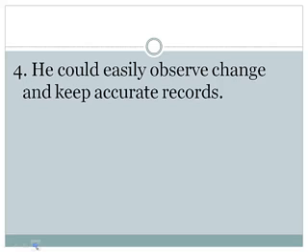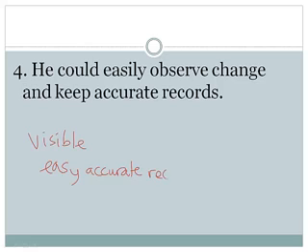4. He could easily observe change and keep accurate records. One of the advantages of the garden pea plant is that the changes could be easily observed. That is to say, the changes were very visible, which makes it very easy to keep accurate records. Why? Because the observations he made were very visible.